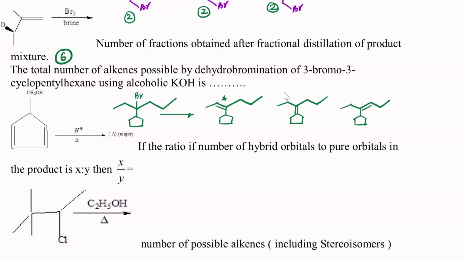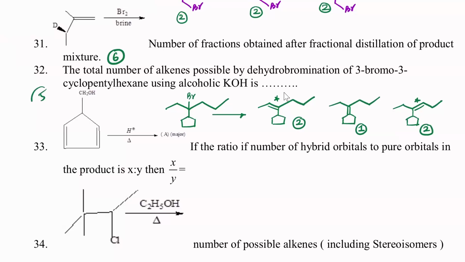In this case, we can have cis and trans, so you'll count it as 2. Here, there are no cis and trans, you'll count it as 1. Here again, we have cis and trans, you'll count it as 2. So total, how many we can get? 5.